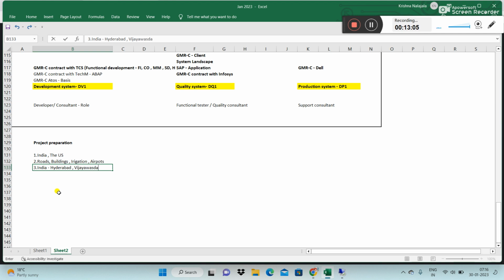Okay, this is Vijayawada. Two plants we have, right? In the US, again we have a business, right? There also we need plants, where we put one in Florida, one in New York. Okay.